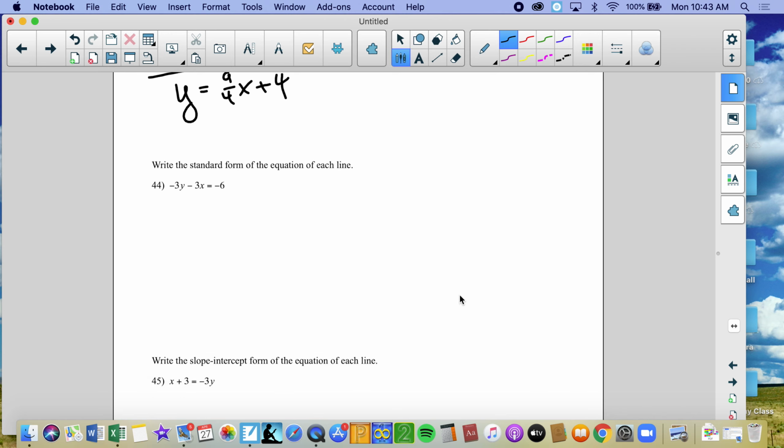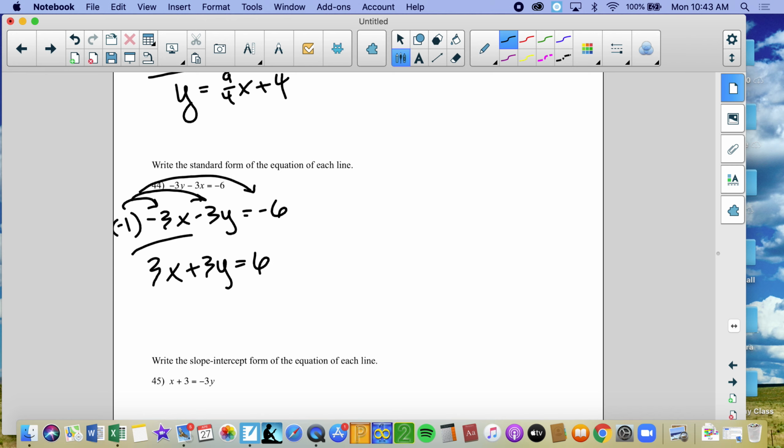Write the standard form of the equation. So that's just getting x and y on the same side. -3x minus 3y equals -6. It's a nice tricky one. We will multiply everything by -1 because my a has to be positive. If I multiply everything by -1, it changes the sign. So I get 3x plus 3y equals 6.